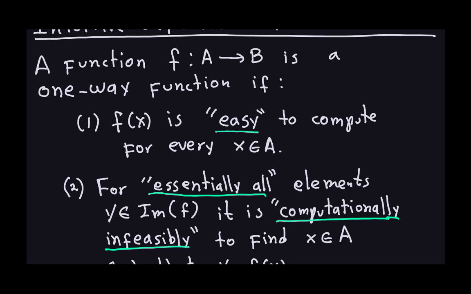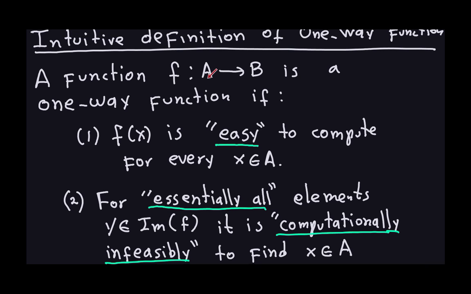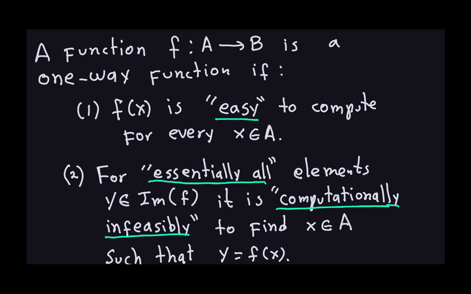So the idea is basically this: going from A to B, giving an input and getting an output, is computationally easy. The other way around is computationally hard. So if you give me an output, it's computationally hard to know from what input that output came from. And that's basically what this definition says. That's what a one-way function is.